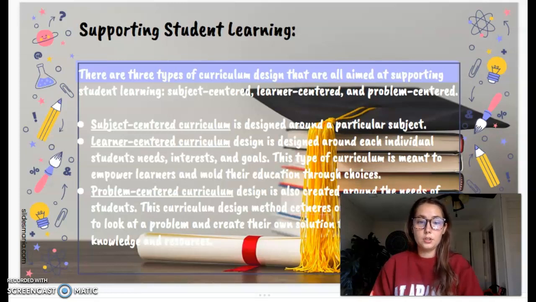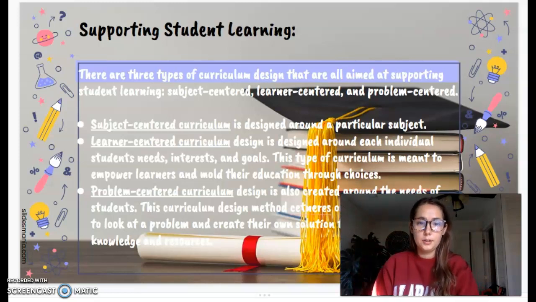Curriculum design also supports student learning in a multitude of ways. There are 3 types of curriculum design that are aimed to support student learning: subject-centered, learner-centered, and problem-centered. Subject-centered is the most popular of these, and it's just what it sounds like. The curriculum is based on a subject and making sure that students are getting taught all the information of a certain subject that they need. This one is a little less student-centered.